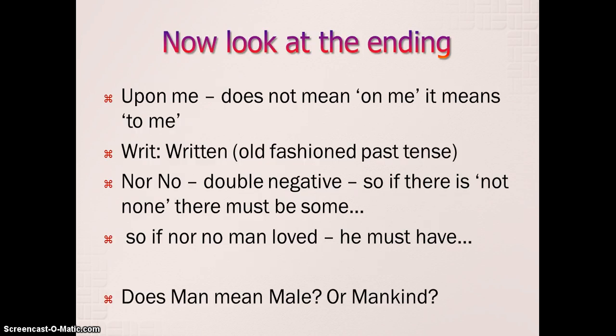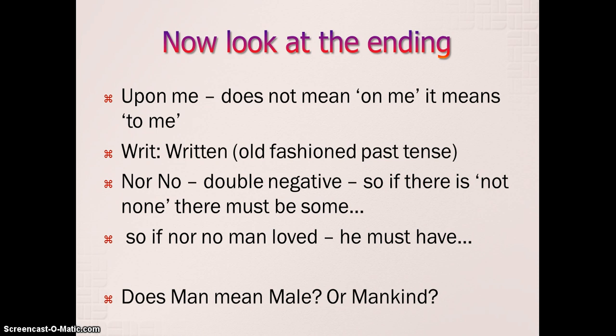Now have a little look at the ending. A few things I want to draw your attention to. Thinking about "upon me": it doesn't mean "on me," like "lay it on me." What it means is "to me." The word "writ" is an old-fashioned tense for "written." "Nor no" is a double negative. You need to check that out from a linguistic point of view.